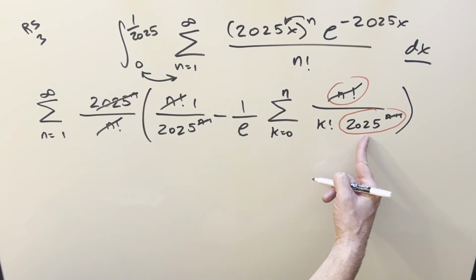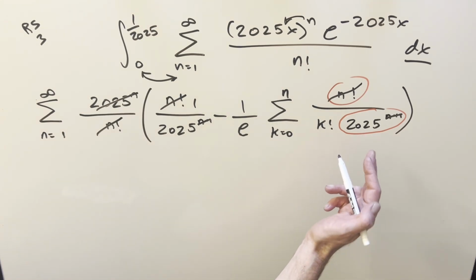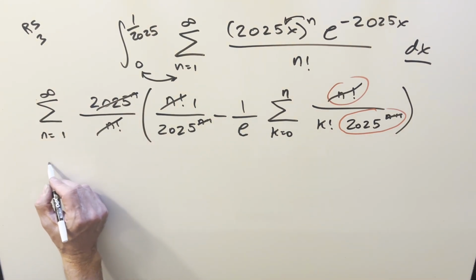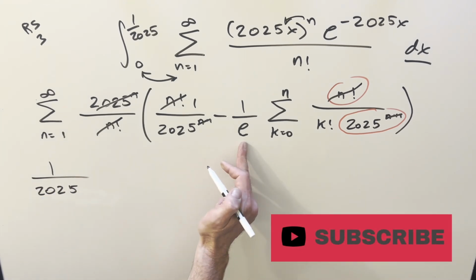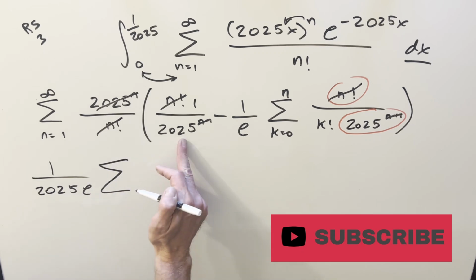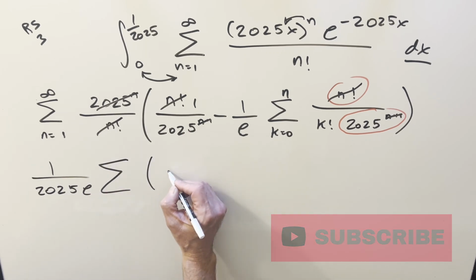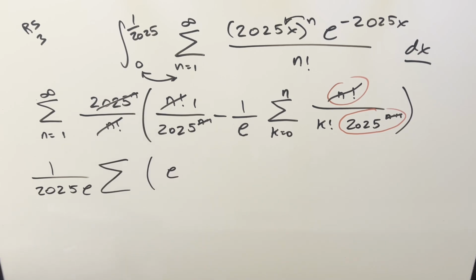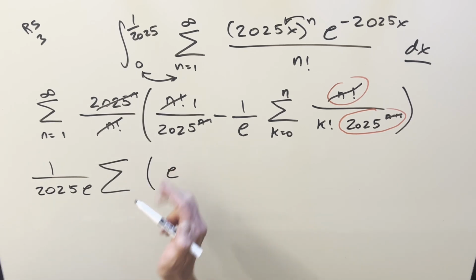We still have the 2025 in here, another constant. Let's bring the 1 over 2025s out front of the sum. And then also I'm going to factor out an e in the denominator. So when I do that, inside the sum, this is all gone, but I factored out an e. So in order to make this work, this needs to be an e here. Just noticing if you multiply e times this, you're going to get back 1 over 2025.